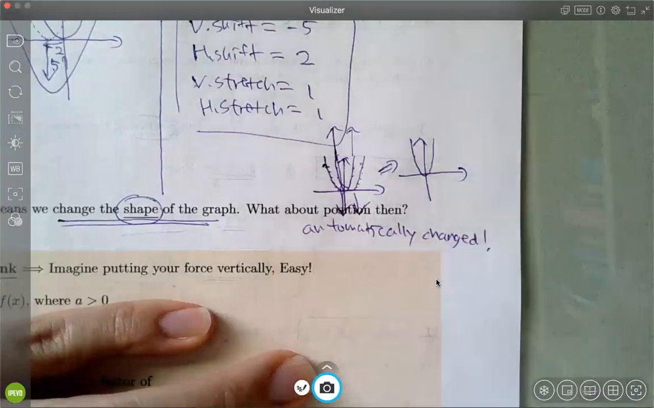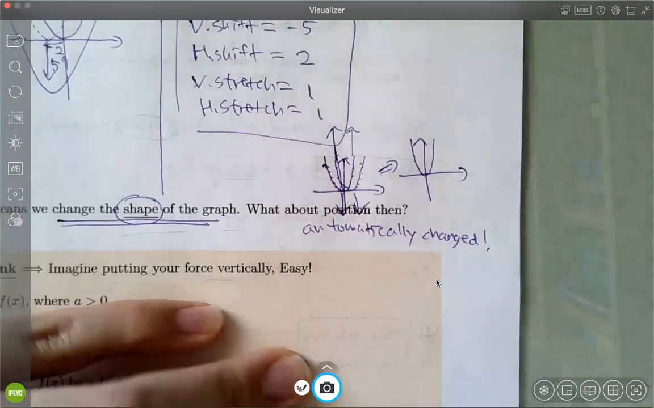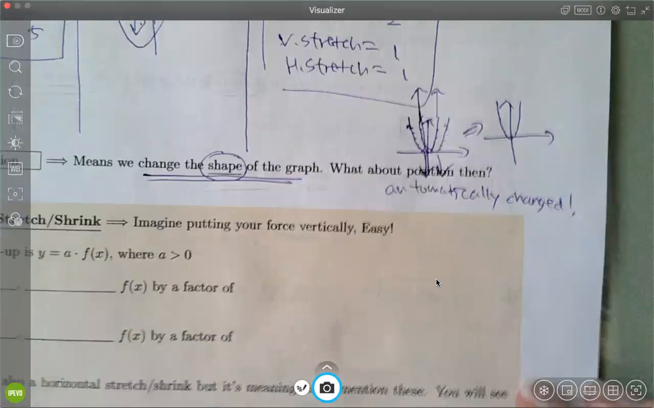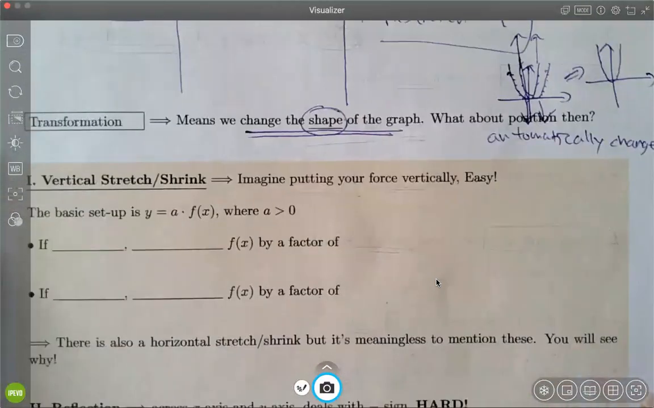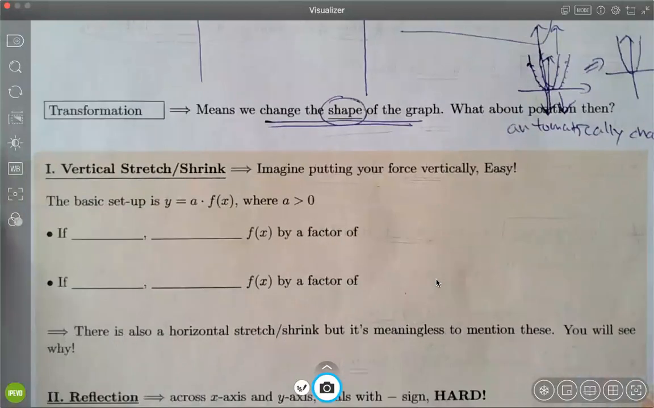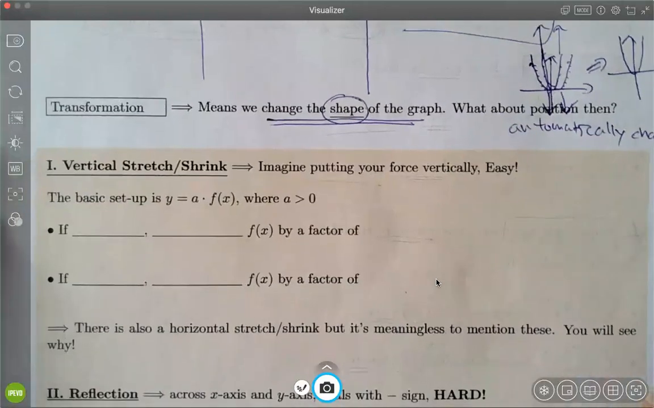Even though you don't mean to, there could be points that are not moved. But in general, the position is automatically changed when you apply these transformations. So now the first transformation is, like I said, vertical stretch and shrink.